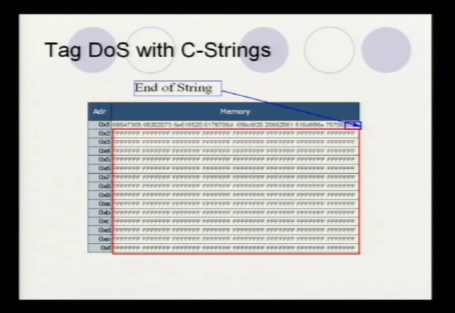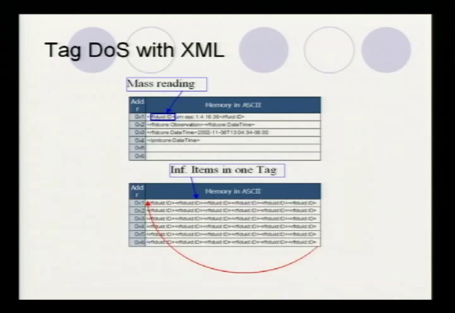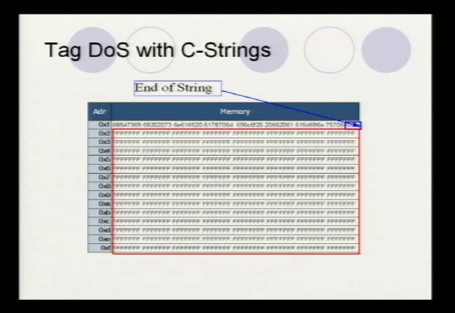Any ideas? Yes, to remove the end of string. And if you remove it, we got unlimited memory. So if the input is event driven and we got unlimited memory, what happens? You get a buffer overrun, and that's it.